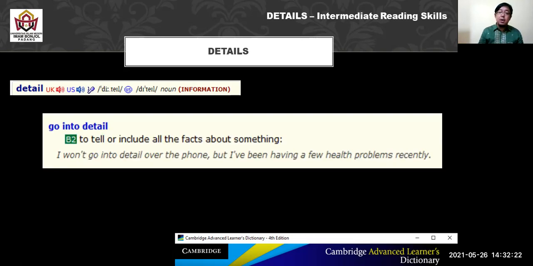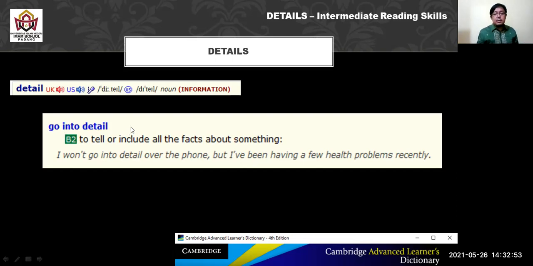can also have this one, go into detail. To tell or include all the facts about something. I won't go into detail over the phone, but I've been having a few health problems recently. This is what it says. I won't go into detail over the phone, but I have been having a few health problems recently. Ini artinya, to tell or include all the facts about something. All the facts. So, bahasa Inggrisnya adalah go into detail.